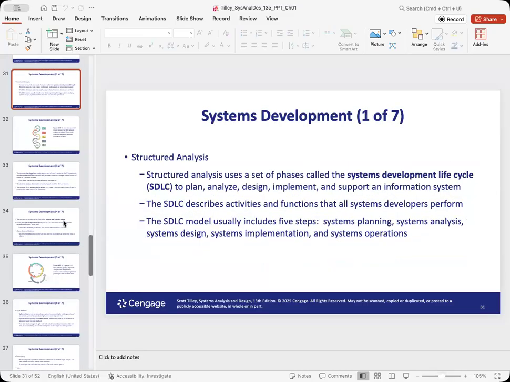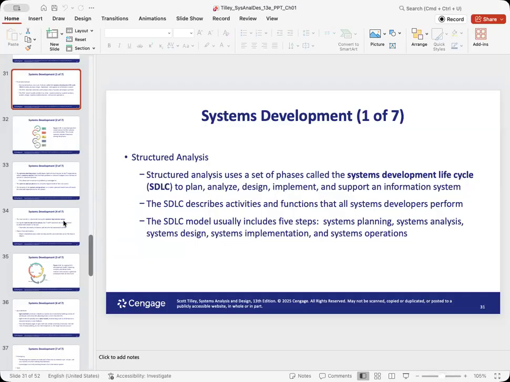All right. Anyway, we are coming to systems development. So that is where we'll deal with the systems development life cycle. So we have structured analysis. What is structured analysis? Structured analysis uses a set of phases that are called SDLC, that is systems development life cycle. And this SDLC enables you to plan, analyze, design, implement, and support an information system.